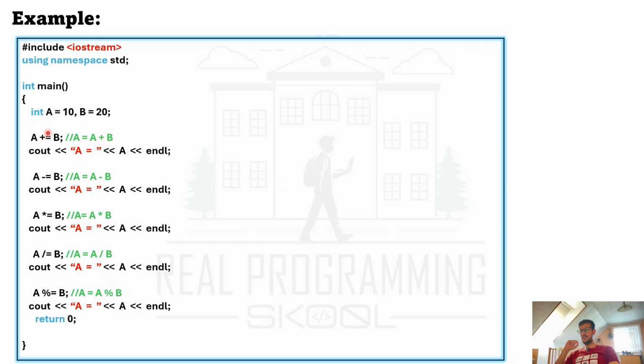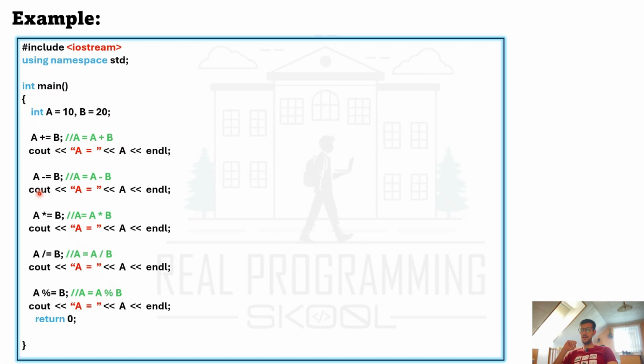So we have this program: integer a equal 10, b equal 20, a plus equal b. It's exactly as we said, a equal a plus b. So if we print or run this program, the compiler will give us 30. If we print a, it will have 30 already. Why? Because 10 plus 20 is 30, so a will store 30 inside it.